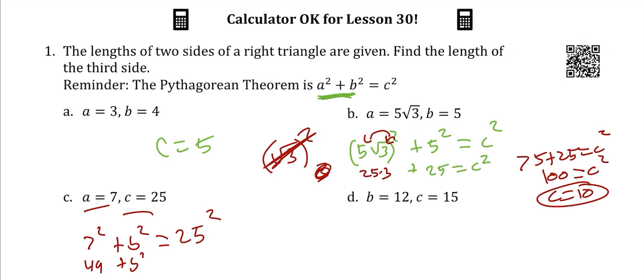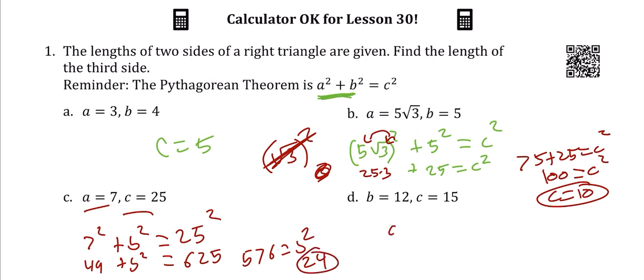49 plus B squared equals 625, and this is calculator okay. 625 minus 49 is going to give us 576 equal to B squared by subtracting that 49 from both sides. Square root of 576 is going to give us 24.